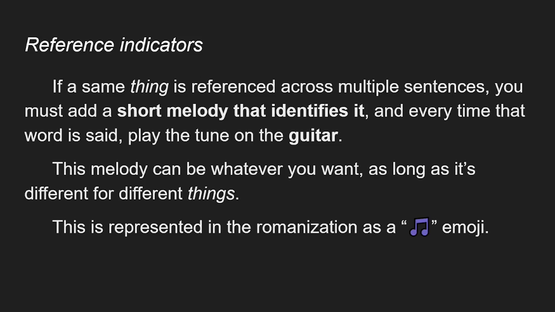So there are no pronouns in this language, so if you want to reference the same thing across multiple sentences, you must add a short melody that identifies it, and every time that word, which is representing the thing, is played, you're going to play the little tune on the guitar. And this melody can be whatever you want, but it has to be the same if it's referencing the same thing, and different for different things. And in the romanization, I can't actually represent that, so I'm going to use a music emoji.